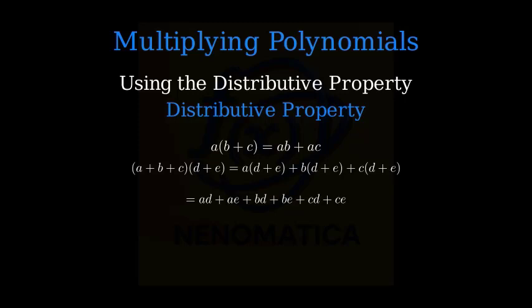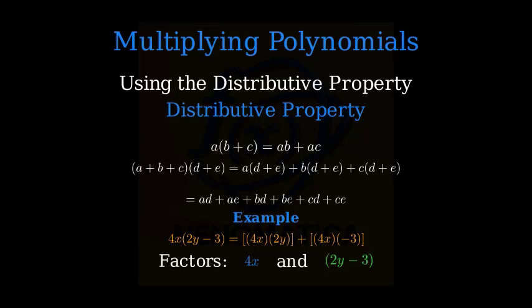Let's look at an example from our material. Let's solve this step by step. First, let's identify what we're multiplying. We have 4x, which is our first factor, and we're multiplying it by the expression 2y minus 3, which is our second factor. To apply the distributive property, we need to multiply 4x by each term inside the parentheses.